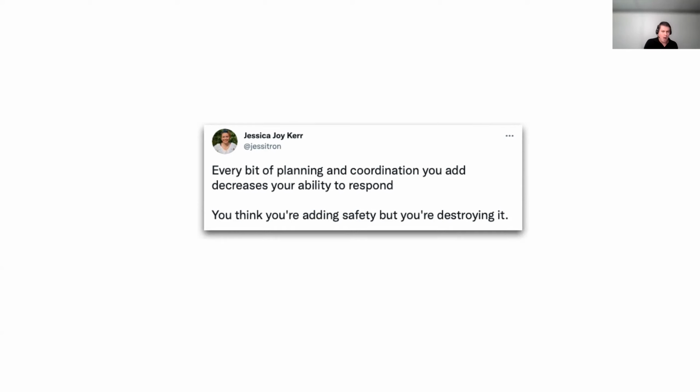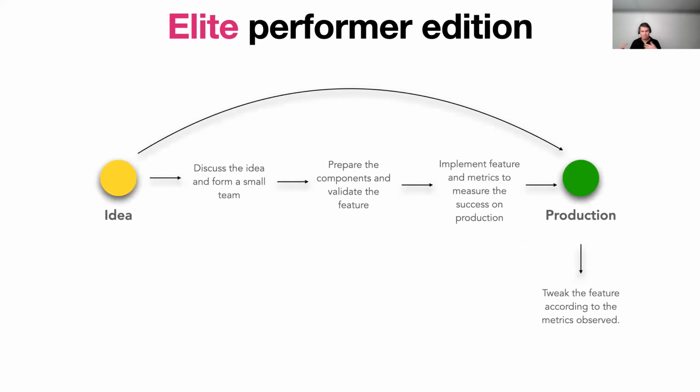So how will this look with a lead performer edition? You see, in a lead performer edition, they have an idea, they discuss the idea, and form a small team. They have perhaps some small meetings. Of course, they also have meetings, but just a couple of hours and then perhaps one or two meetings. They prepare some components, they validate the feature.